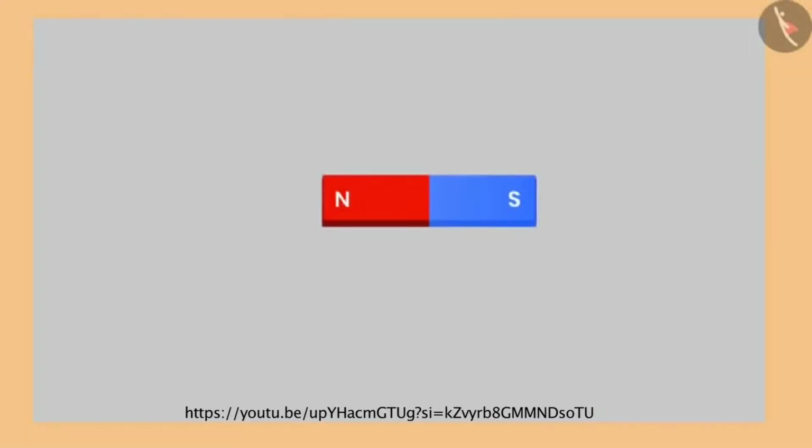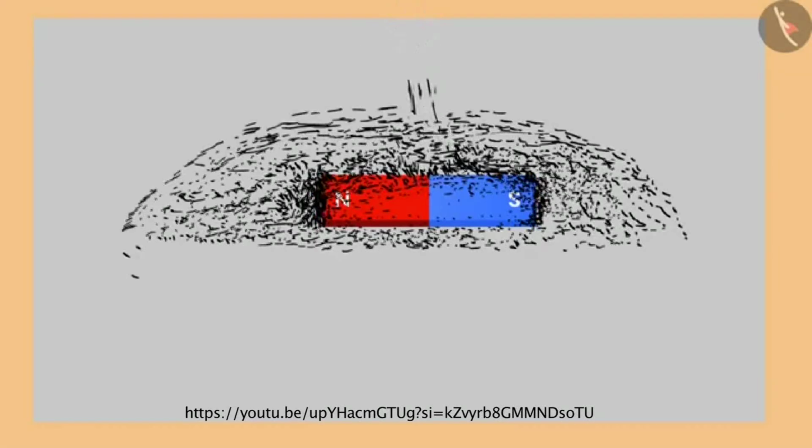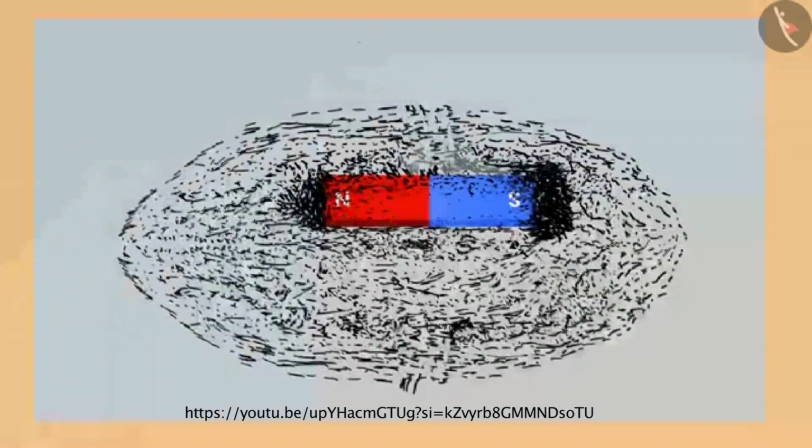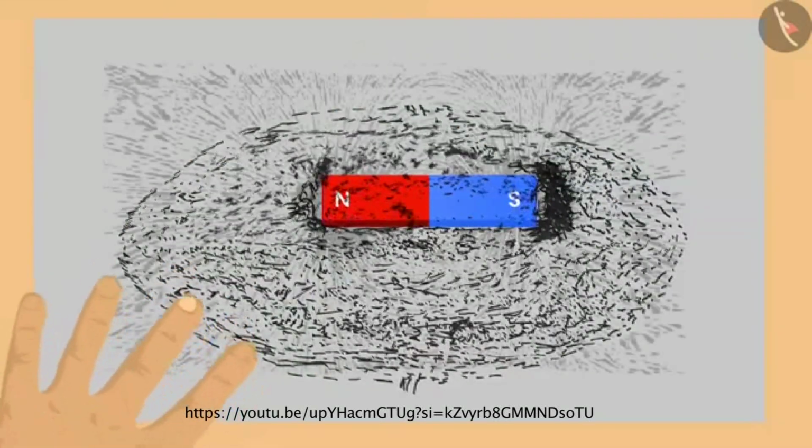Place the bar magnet at the center of the sheet and slowly pour iron filings over it. Tap the sheet like this 2-3 times.